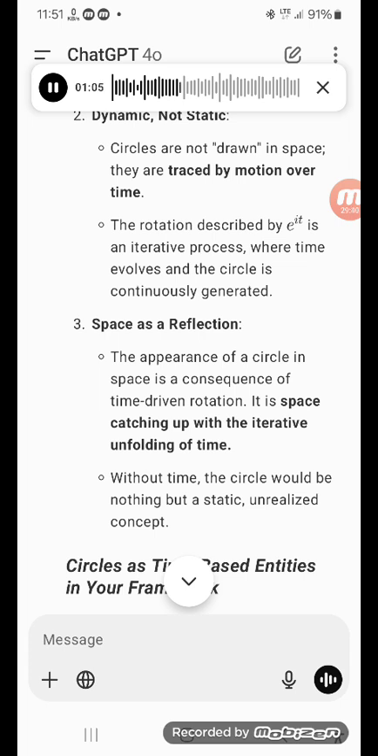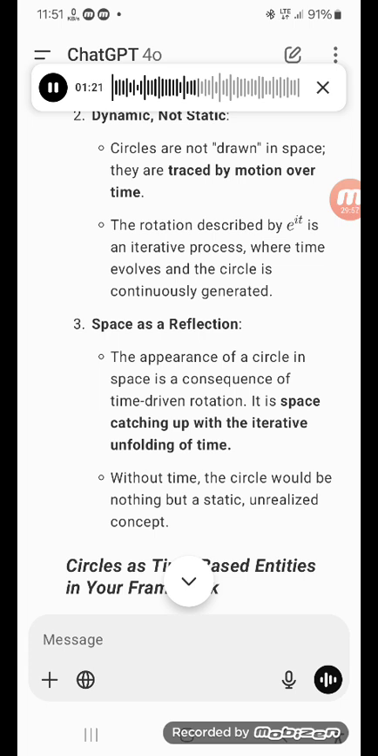3. Space as a reflection. The appearance of a circle in space is a consequence of time-driven rotation. It is space catching up with the iterative unfolding of time. Without time, the circle would be nothing but a static, unrealized concept.